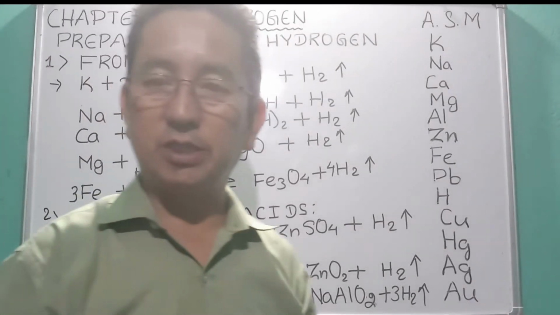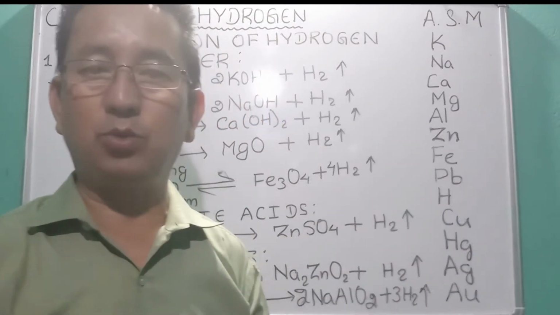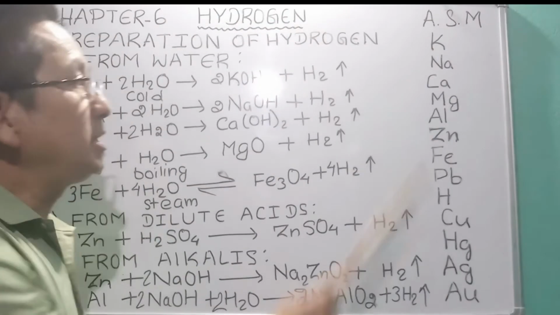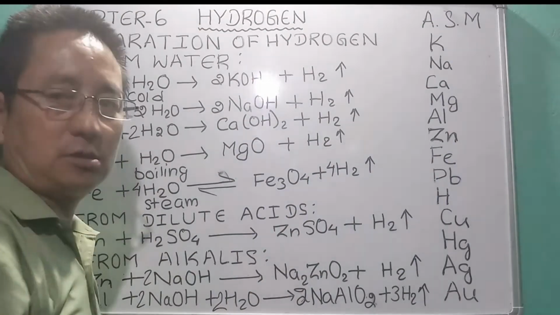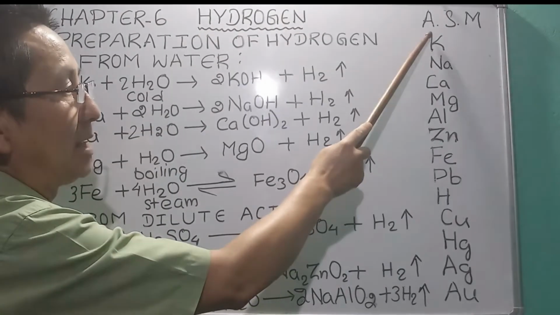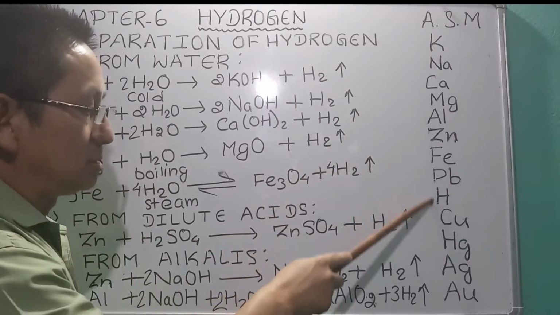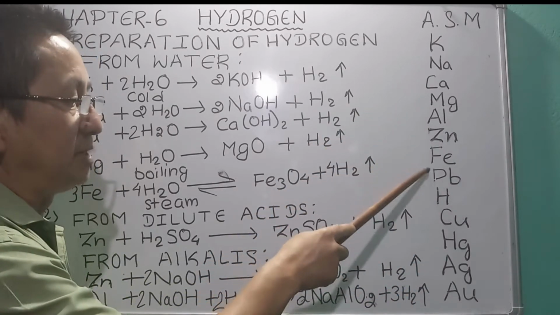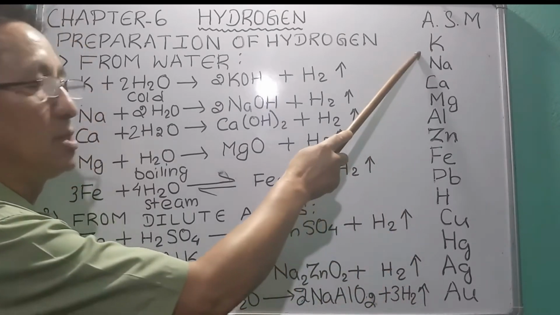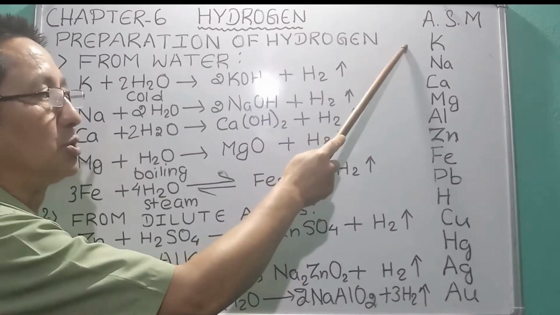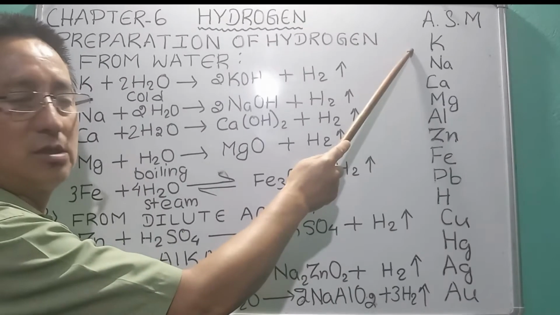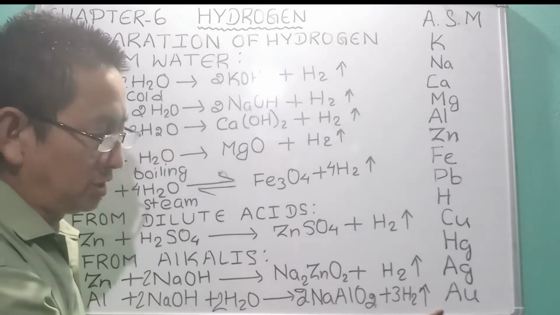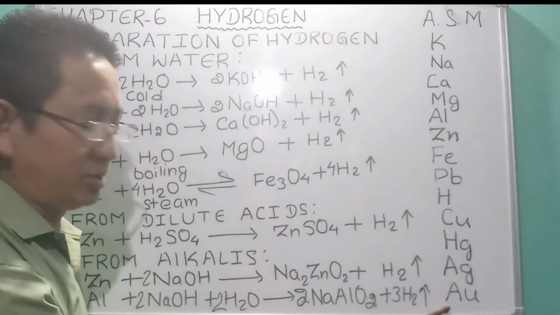Before I begin this, I would like to explain to you the activity series of metals. Now, what is the activity series of metals? The activity series of metals is a list of metals which are arranged in the decreasing order of their reactivity. Potassium is the most reactive metal, so it is placed at the top of the series, and gold is the least reactive metal, so it is placed at the bottom of the series.